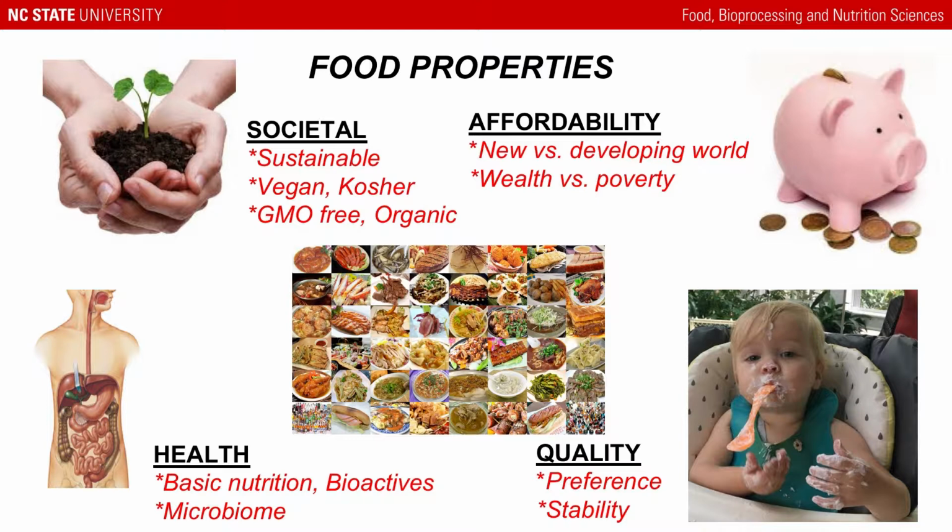Okay, so how are we going to do this? Well, let's start about what we're trying to do. So if we have foods, they are going to have properties. Okay, and one of them is quality. We have this idea of preference, what kind of foods we like, but when we make them, we want to stabilize them.